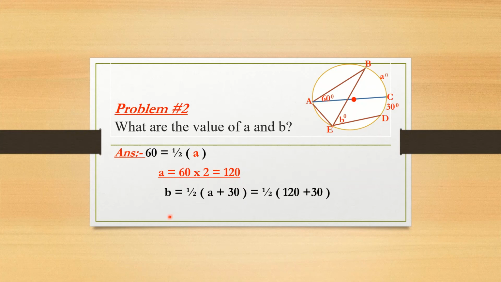Angle B intercepts arc BCD, so B is equal to half of A plus 30. Substituting 120 for A, B is half times 120 plus 30, which is half times 150. The sum of 120 and 30 is 150, so it will give you 75.